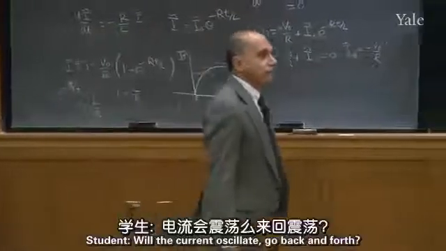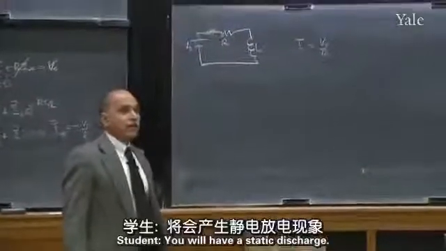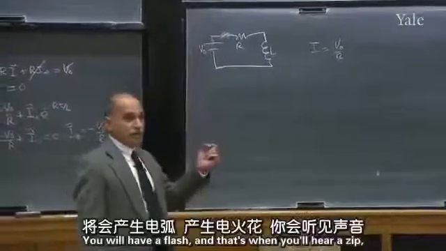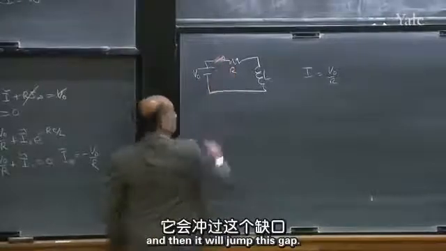Yep. Will the current oscillate, go back and forth? Nope. Yes? Would you have a static discharge? You will have a discharge. You will have an arc. You will have a flash, and that's when you will hear a zip, and then it'll jump this gap.